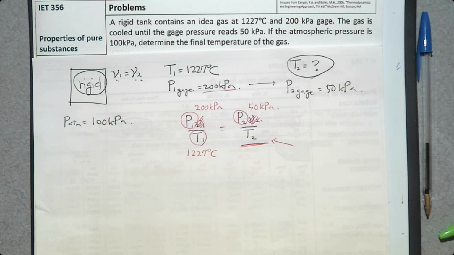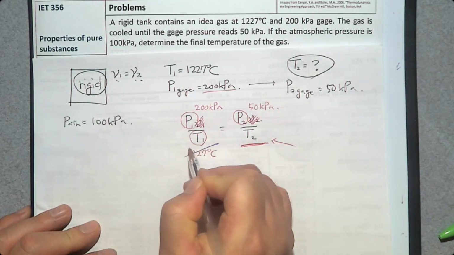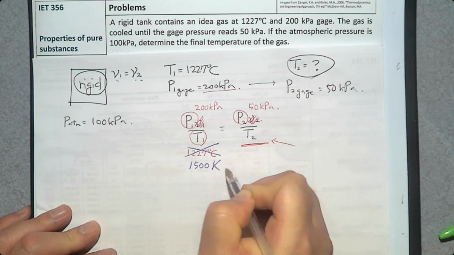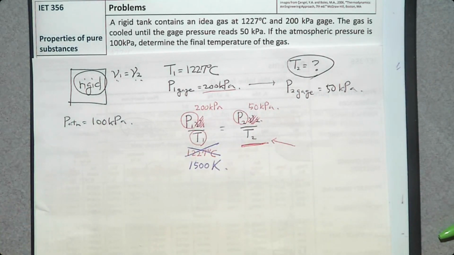Yes, you cannot use degrees Celsius. You remember the 7 stars, right? So it's not 1227, it's 1,500 Kelvin. If you solve this one, you get T2, but there is a mistake. When I say it like that, it sounds like there's a mistake, right? So one mistake I made. Yes, you cannot use the gauge pressure. You have to use the absolute pressure.